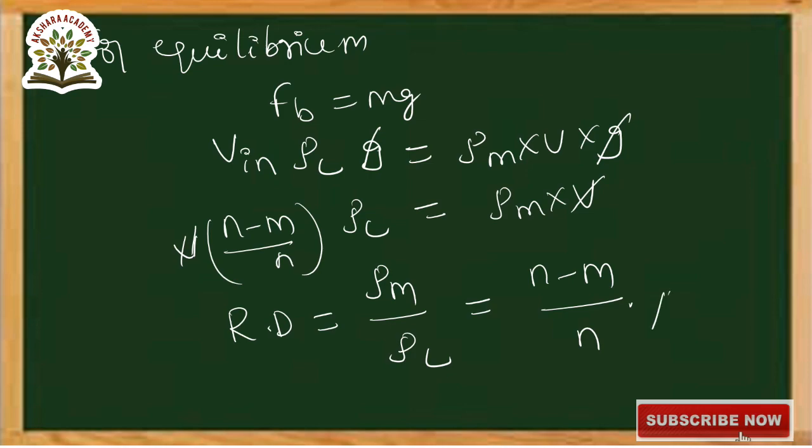This is the relative density, that is rho m by rho L is equal to (n minus m) by n. This is the final answer. Okay. Next we will go to the next question.